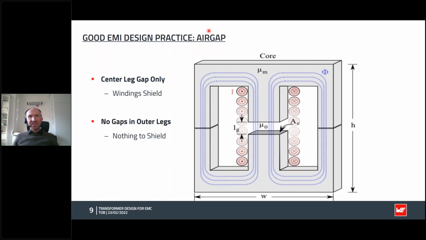Also, there'll be some shielding by the windings which wrap around this, and so this H field will not emanate into the surrounding circuitry nearly as much as with the air gaps on the EI type core, which were, say, here and here. So this is a much better practice for EMC: to have a center leg air gap in here, and no air gaps here, and just put the air gap on the center leg.